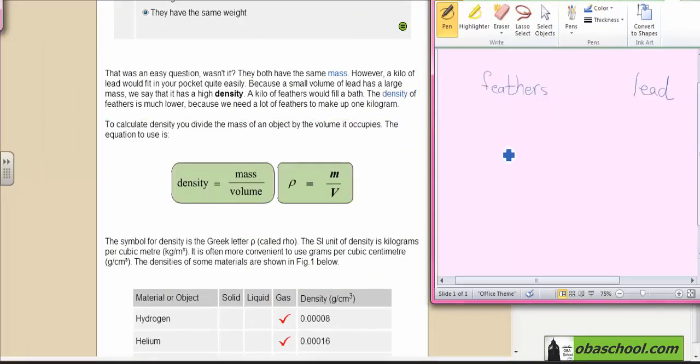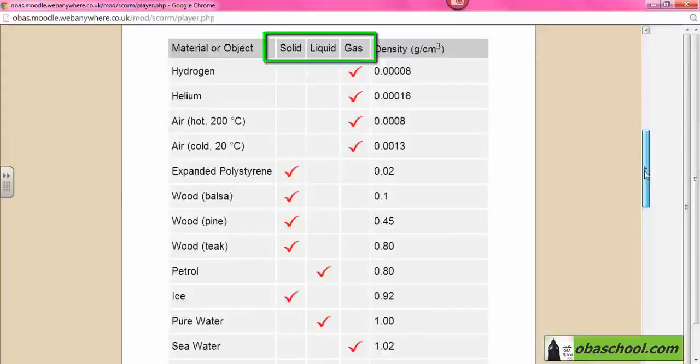Now let's go back to the previous example about the feathers and lead. We have 1 kilogram of feathers and 1 kilogram of lead. 1 kilogram of feathers will definitely take more volume than 1 kilogram of lead. So since the volume of the feathers is larger, the density of the feathers is definitely smaller than the density of lead. Now here are some examples of different materials and their equivalent density.